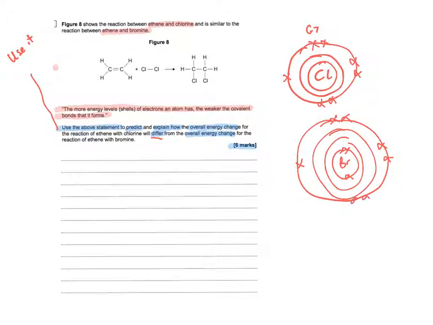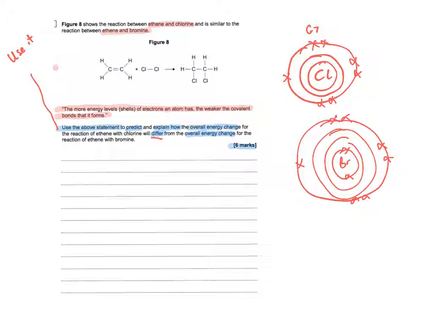Now, whenever you get stuck on something to do with reactions or bonding, draw the electrons and it'll help you out. I've only drawn the outer shell. I know they're all in group 7. So now I've drawn that, I'm going to try and use the statement that it's told me.